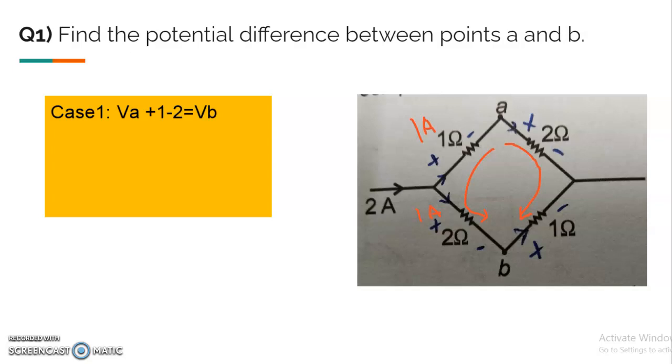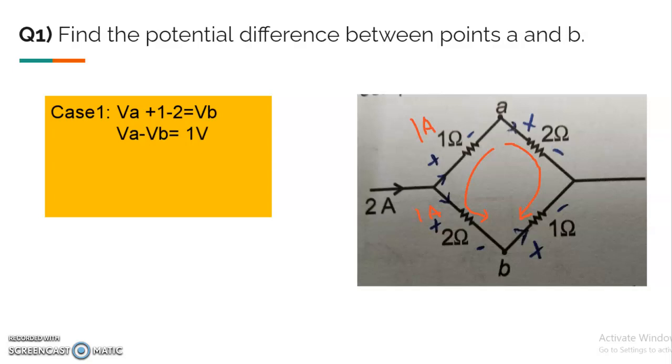Now, let us write what is VA minus VB. VA minus VB is going to give us 1 volt. That's it. We have our answer.